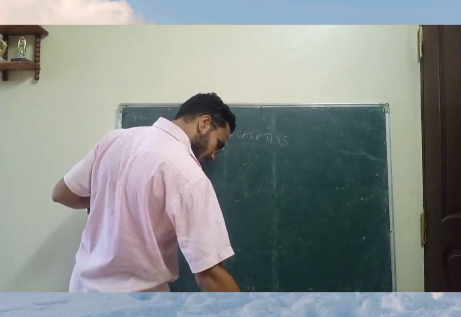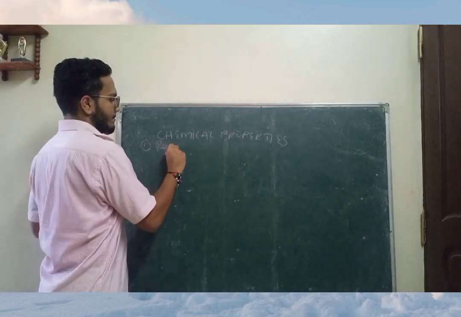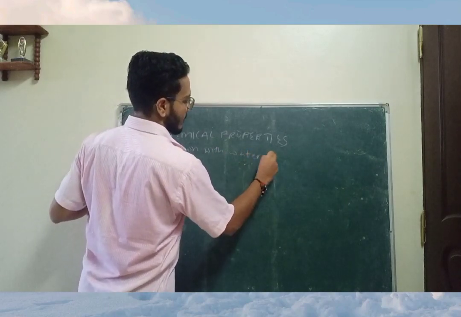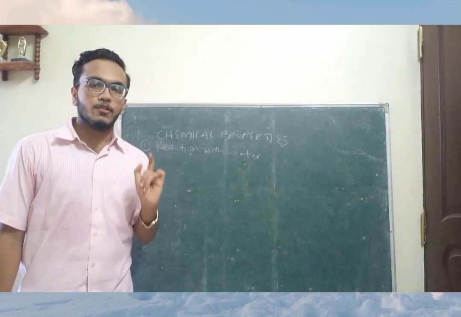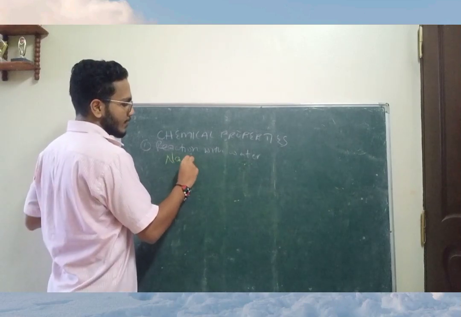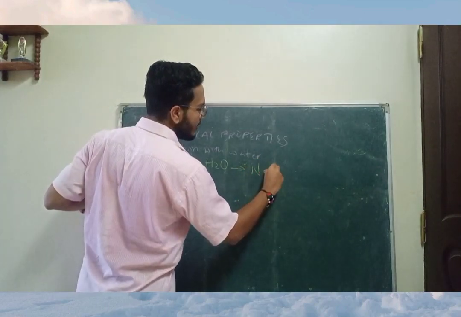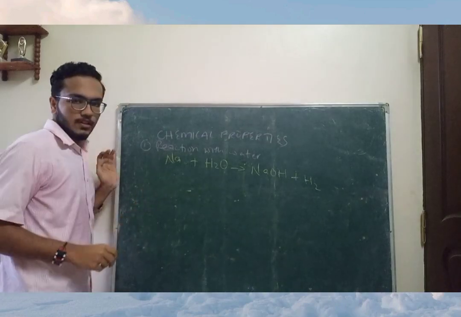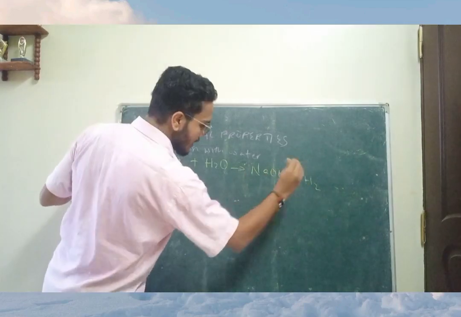Our first chemical property is reaction with water. Now, when an alkali metal reacts with water, it forms a metal hydroxide and hydrogen gas. So, if sodium reacts with water, it forms sodium hydroxide and hydrogen gas. We can write this in words. Sodium reacts with water to form sodium hydroxide and hydrogen gas.